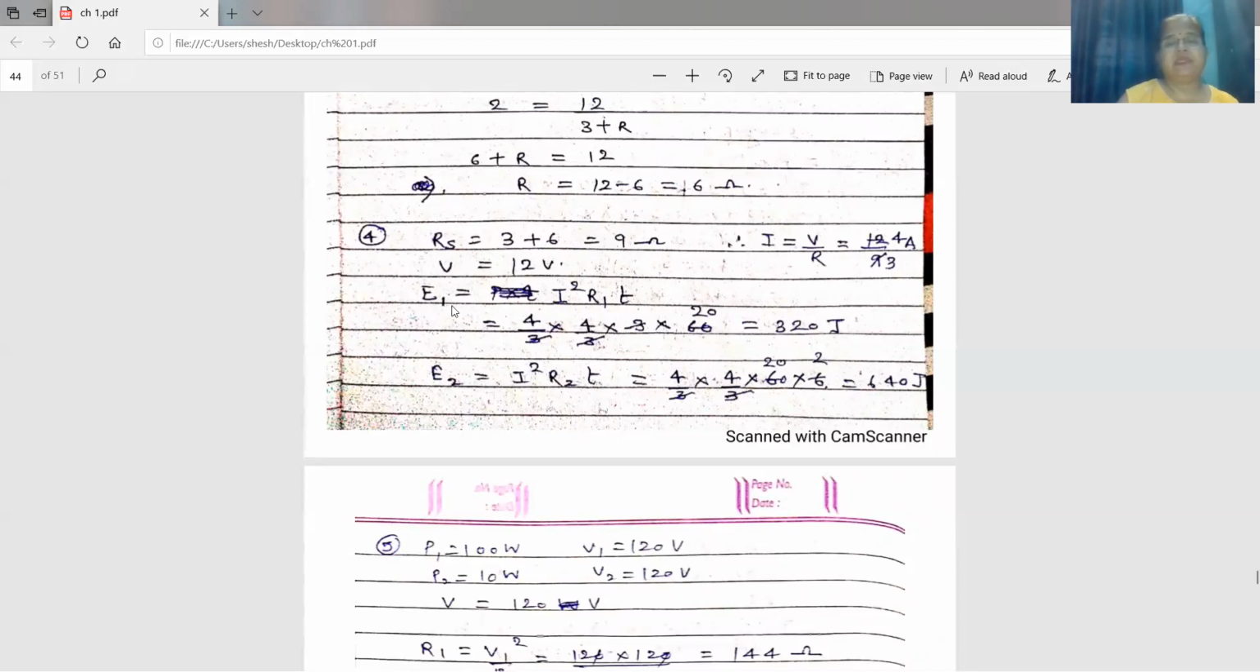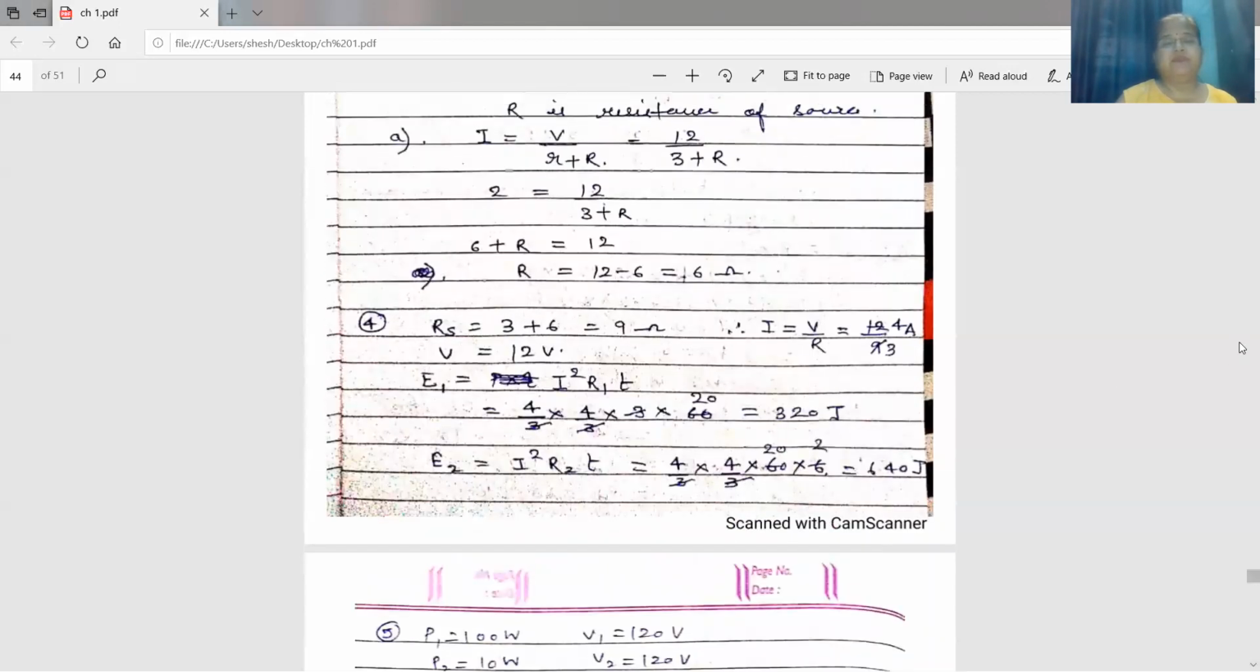So in the first case, E1 equals to I square R1 T. I square is 4 by 3 into 4 by 3. R1 is 3 and T is 60 second. When you simplify it, you are getting 320 joule. Similarly, E2 equals to I square R2 T. I square is 4 by 3 into 4 by 3. R2 is 6 ohm and time is 60. When you calculate it, you will get 640 joule.